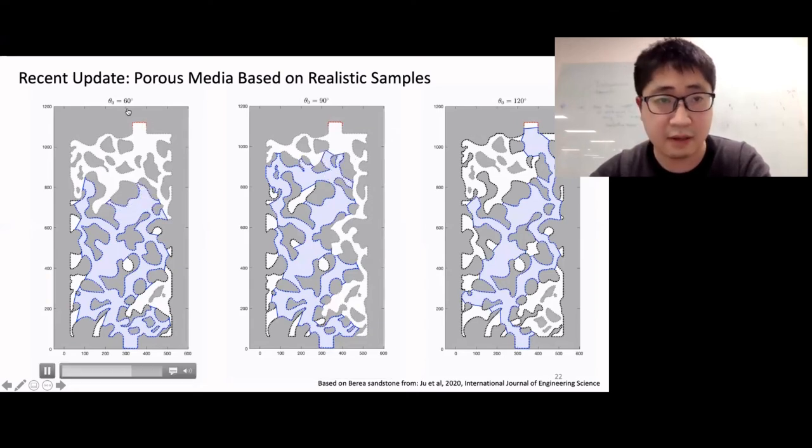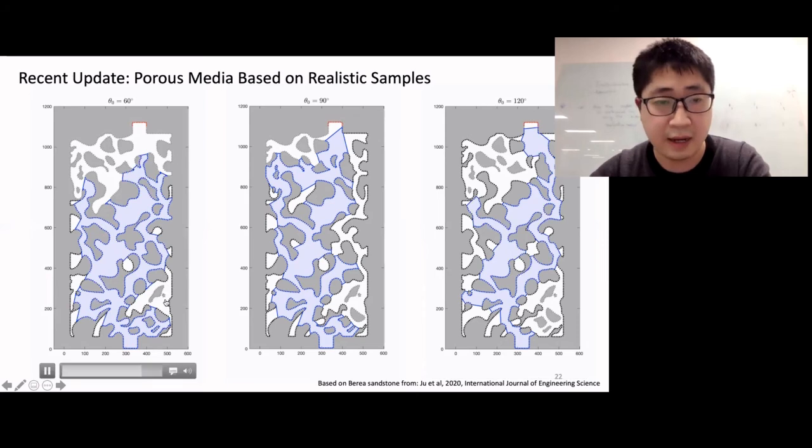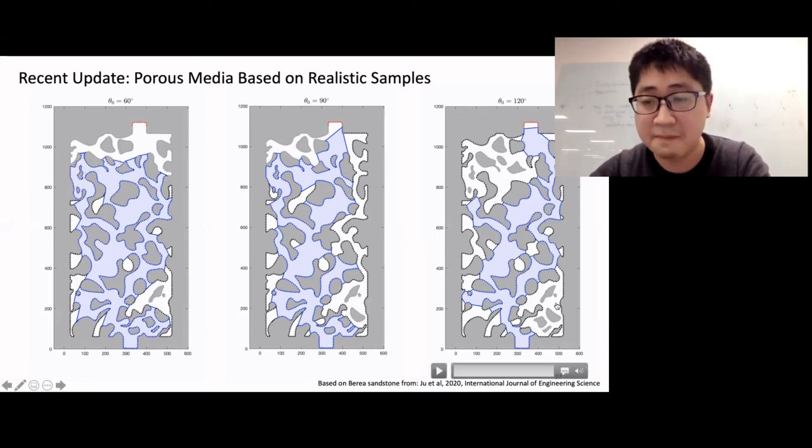And you see that on the left, it's a 60 degree, and on the right, it's a 120, the more hydrophobic case. So for example, in this region, for the more hydrophilic case, the smaller throats are being filled, whereas for 120, there's a greater trapped area inside this area.